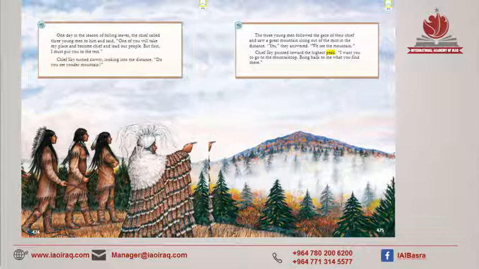Chief Sky turned slowly, looking into the distance. "Do you see yonder mountain?" The three young men followed the gaze of their chief and saw a great mountain rising out of the mist in the distance. "Yes," they answered, "we see the mountain." Chief Sky pointed towards the highest peak. "I want you to go to the mountain top. Bring back to me what you find there."